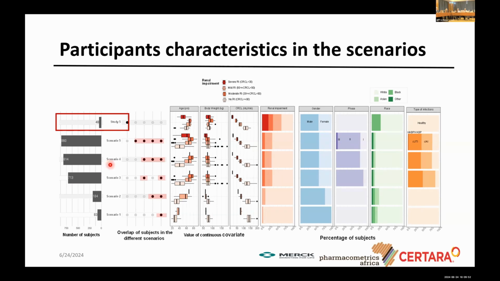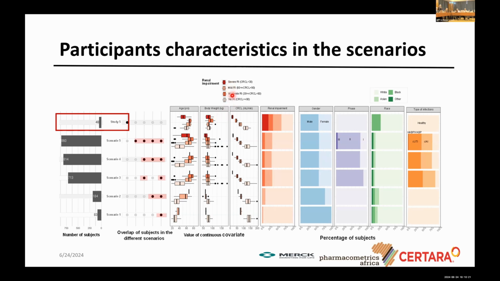And for scenario 4, we had scenarios 1, 2, and the remaining phase 1 studies. For the final scenario, we added the phase 3 data. So the important demographic characteristics in the participants were age, body weight, creatinine clearance, gender, and race. These are the demographic characteristics, and the renal impairment was categorized into 4 different stages.